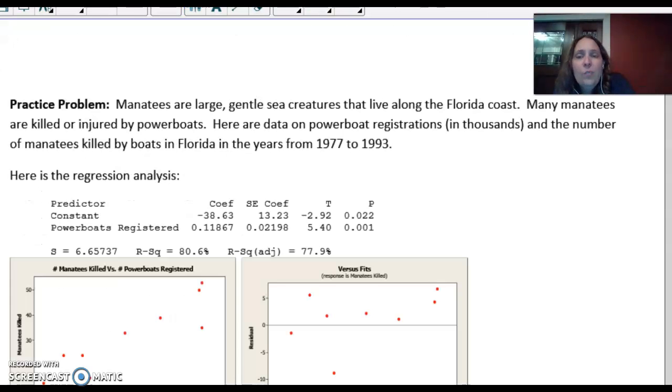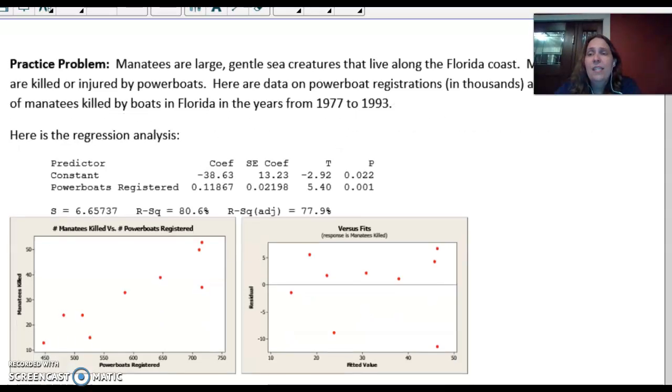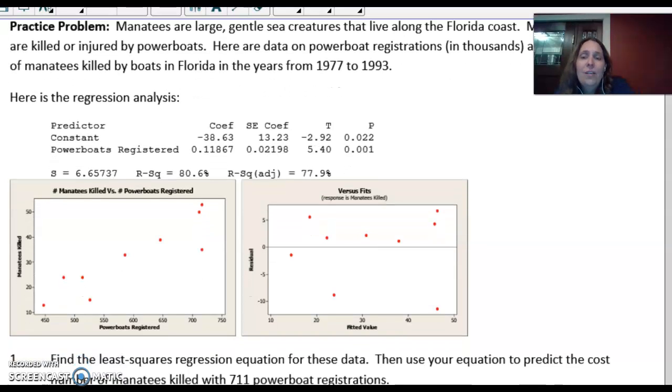All right, so in our practice problem tonight, we're going to take a look at the relationship between the number of manatees killed and the number of powerboats registered in thousands. This actually is real data taken from Florida from 1977 to 1993, and unfortunately, as you can see, the relationship is positive, which means that the more powerboats were registered, the more manatees were killed, and that is very sad. In terms of the computer output, I want to remind you that only some of these numbers are going to be important to us right now.